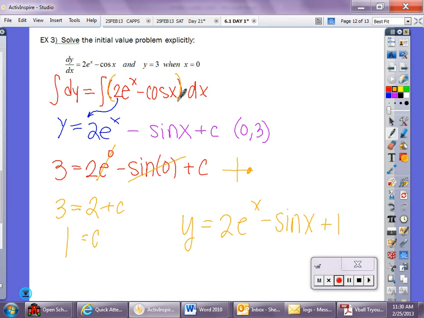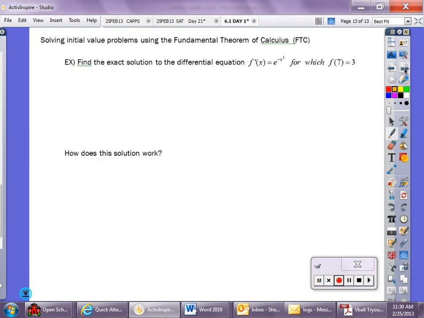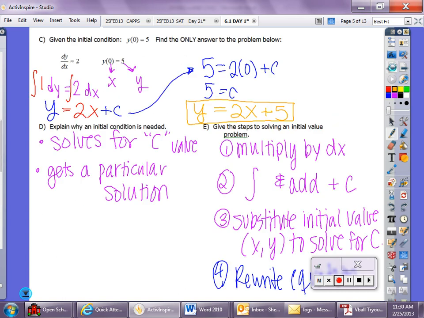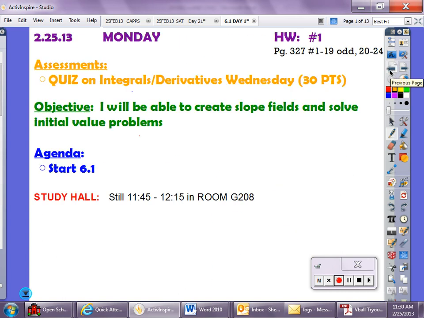Okay? And otherwise, homework tonight. Oh, I'm going to do that tomorrow because I didn't do it with the other class either. I'm going to hold off with that. All right? So homework tonight, number 1. I didn't give you the syllabus, so it was on the front. All right? Numbers 1 through 19 odd, 20 to 24.